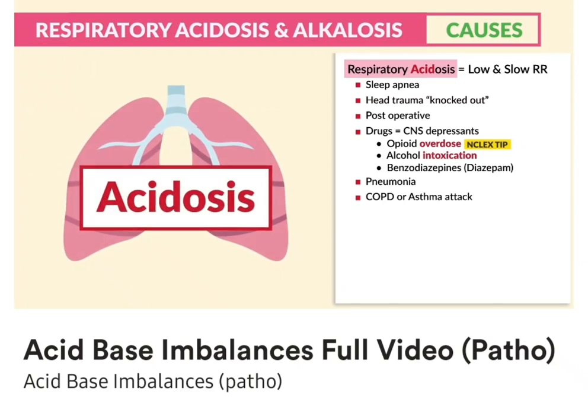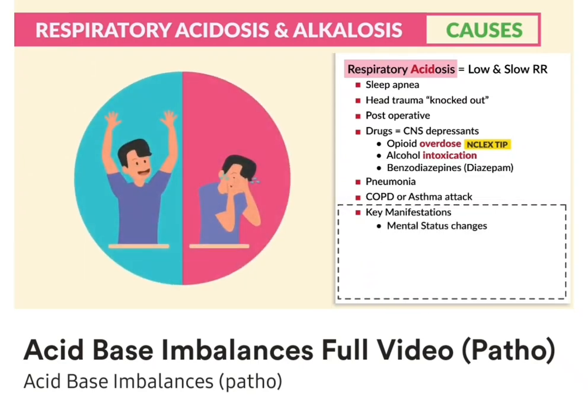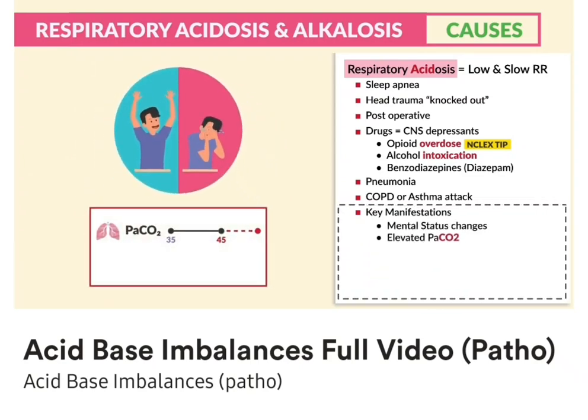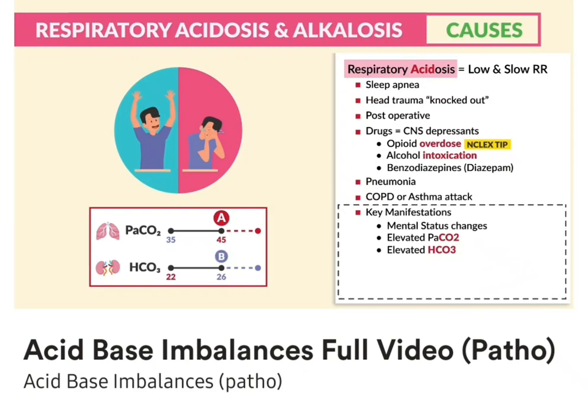Okay, another little side note specifically for pathophysiology classes. For respiratory acidosis, the key manifestations or signs and symptoms, the client will present with mental status changes and elevated PaCO2, because too much CO2, that carbon dioxide, making the body very acidic. Now that one is a big one. But another big one here is elevated HCO3, that bicarb, which is high to balance out all the acid.